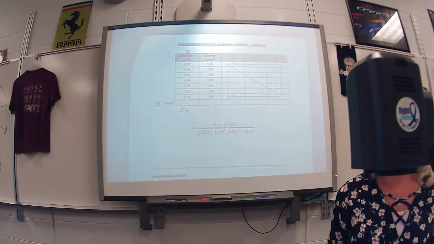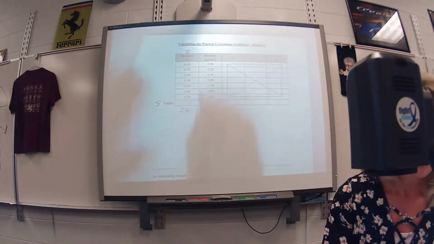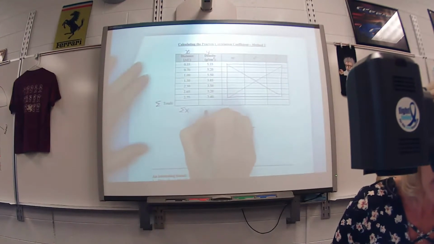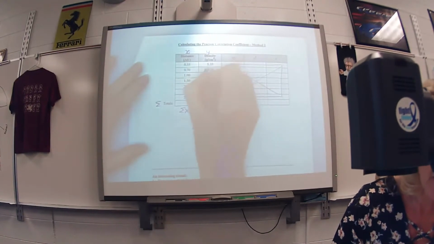So that didn't print like it was supposed to. Density was on the y-axis. So this box is going to be for sigma y. We're going to add up all the y values.